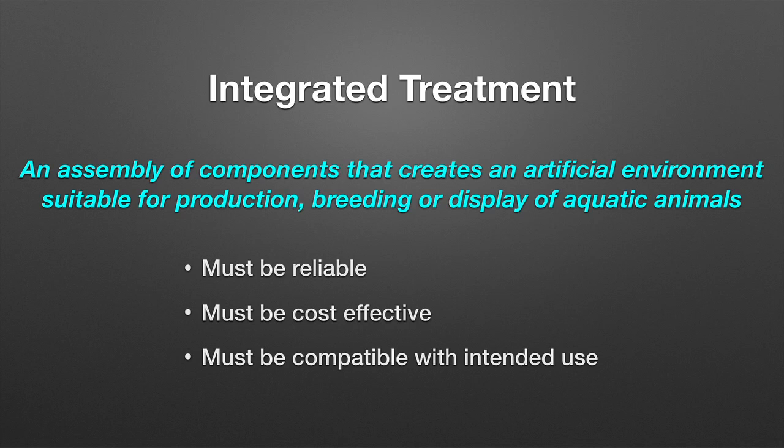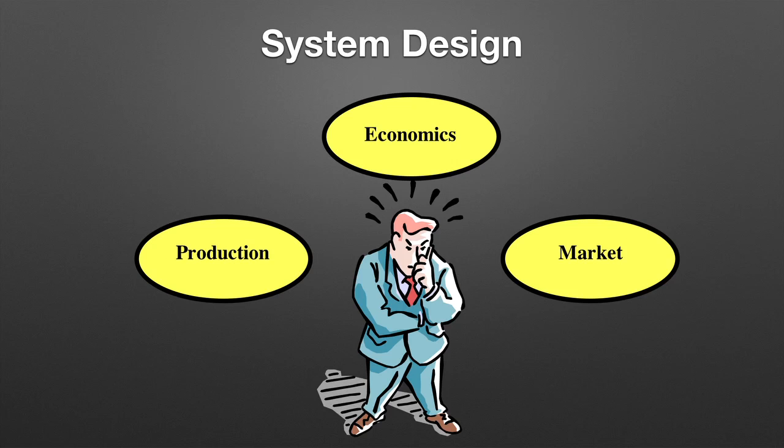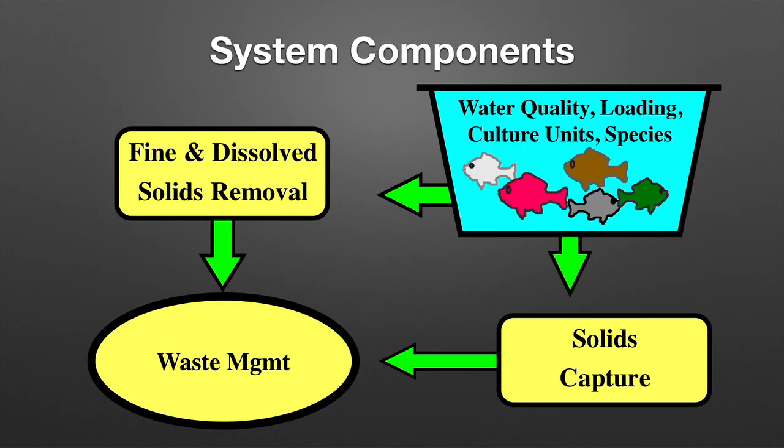An integrated treatment is basically an assembly of components that creates an artificial environment that's suitable for the production, breeding, or display of aquatic animals. The system must be reliable, cost-effective, and it must be compatible with the intended use. The system design is based on your production needs or expectations, economics, and also market. I'm going to talk about system components now. Solids capture and solids removal, both settleable solids and fine dissolved solids, are critical to waste management.